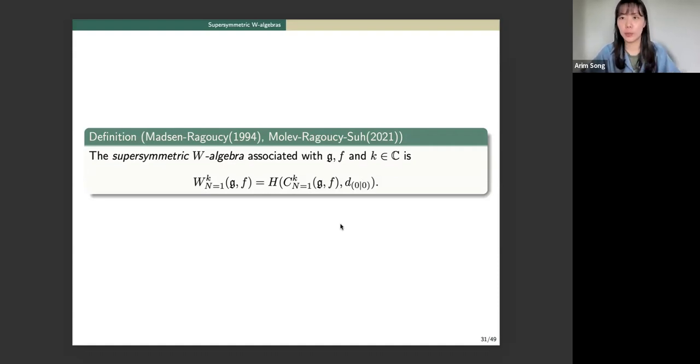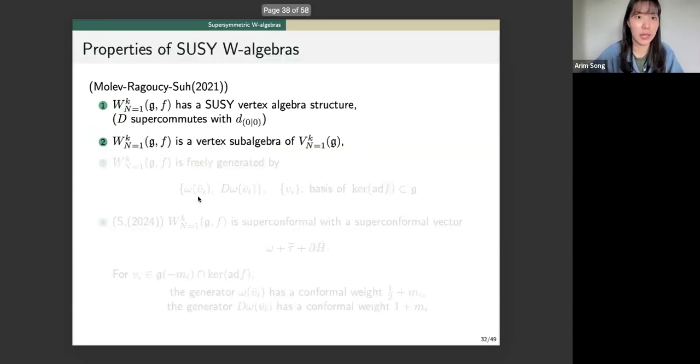So if you're not familiar with this BRST thing, it's okay. The important things are their properties, so I'll explain the key properties of this algebra. The first thing is that this supersymmetric W algebra by nature has a supersymmetric vertex algebra structure. In the complex, they already had a supersymmetric structure because each component has a supersymmetry. And one can easily check that this supersymmetry actually commutes with the differential. So the supersymmetry in the complex actually induces the supersymmetric structure on the W algebra.